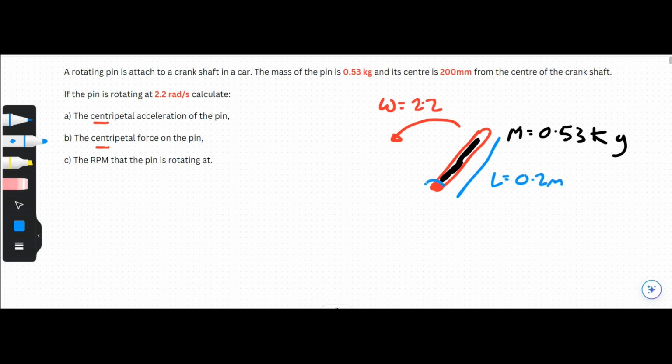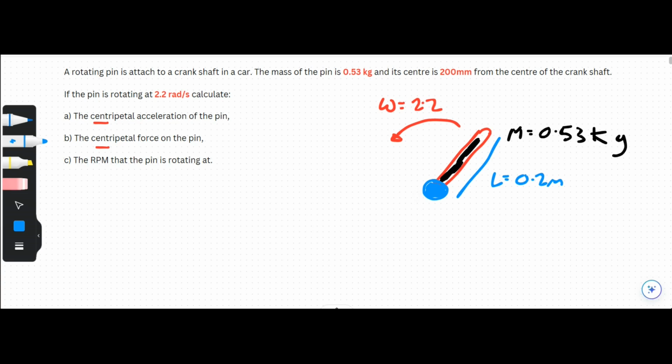And then this bit's meant to be like the crankshaft, so it's attached to that. That's spinning, which makes this thing spin as well. So all we need to know is that this is a bit of metal spinning. If it's spinning, it's got a thing called centripetal acceleration. It's also got a thing called centripetal force, which is opposite to centrifugal force.